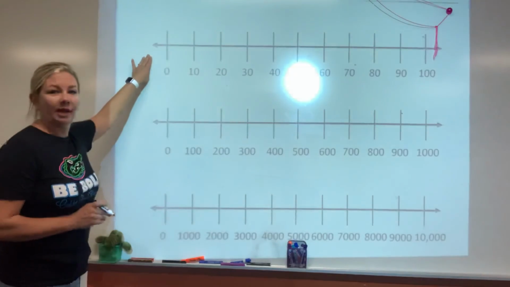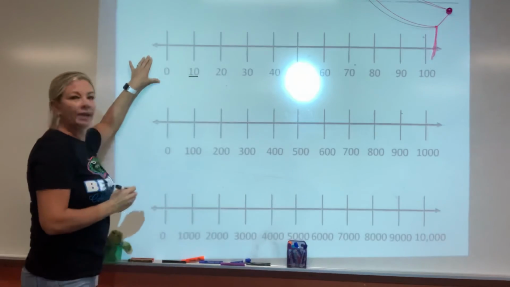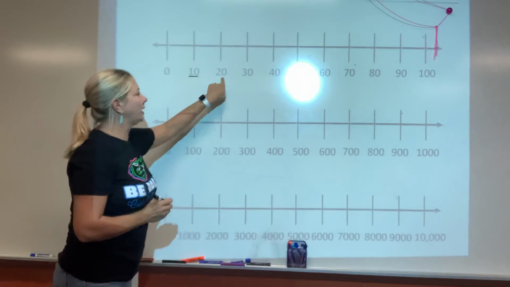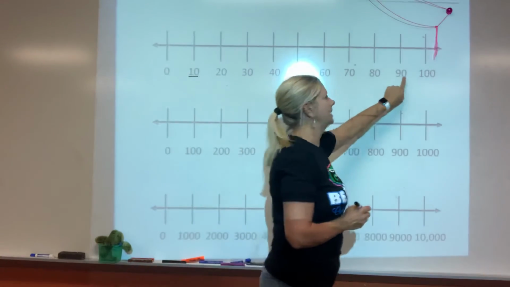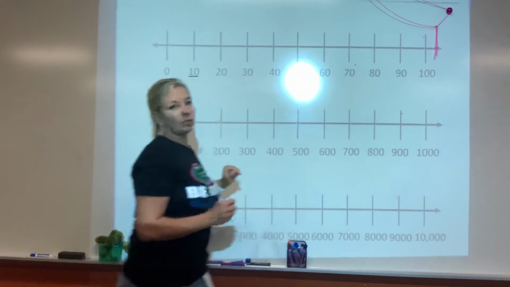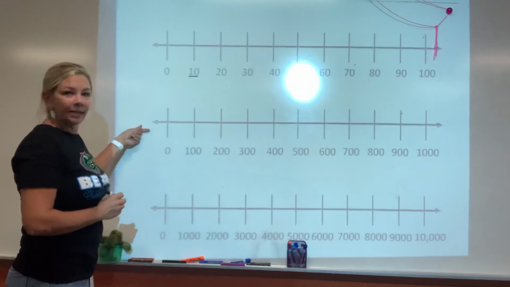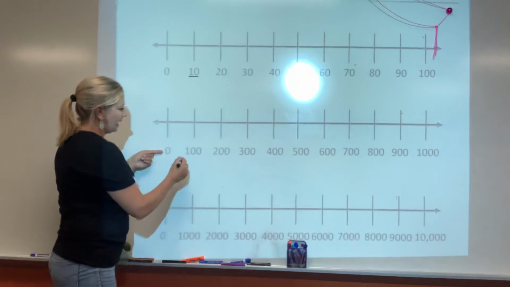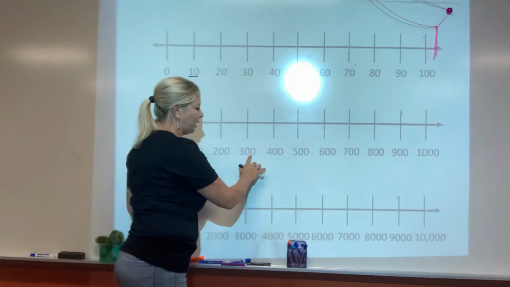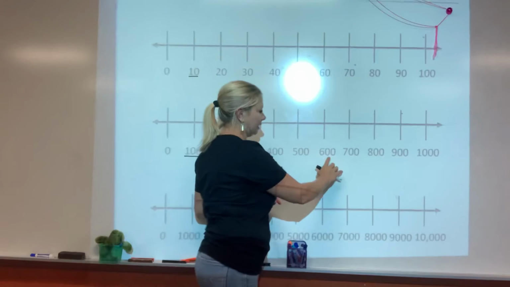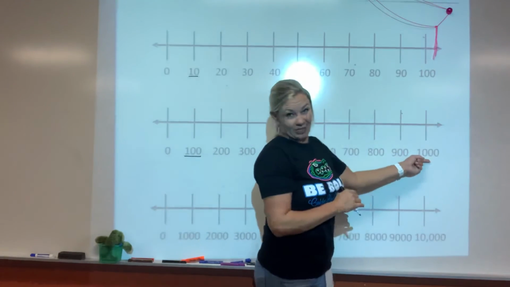So we have three number lines here. The first number line is multiples of 10. So 10, 20, 30, 40, 50, 60, 70, 80, 90, 100. And also I want you to know all three of these start with 0. The second number line that we're going to look at today has multiples of 100: 100, 200, 300, 400, 500, 600, 700, 800, 900, 1,000.